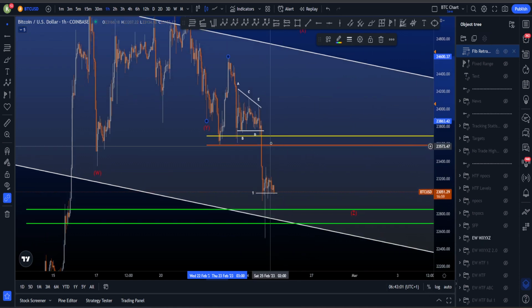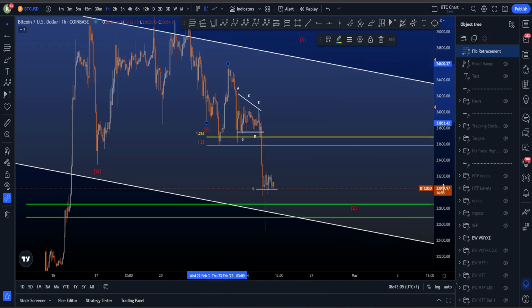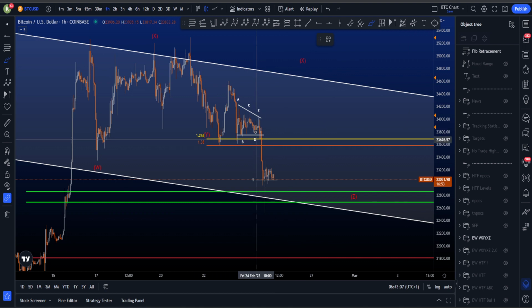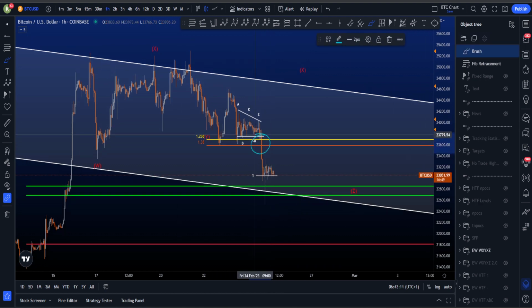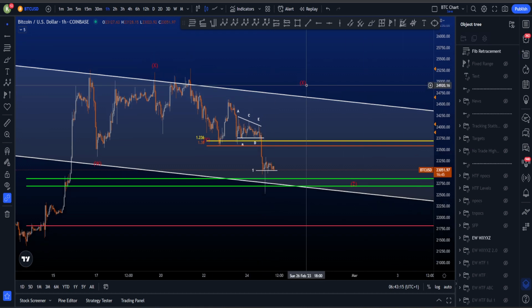So the yellow and the orange line, the 1.236 and the 1.38 Fibonacci. But as you can see, we pushed through massively to the downside, not respected at all. So that makes this scenario to me very, well, alternative, let's say. It's definitely not my preferred scenario.